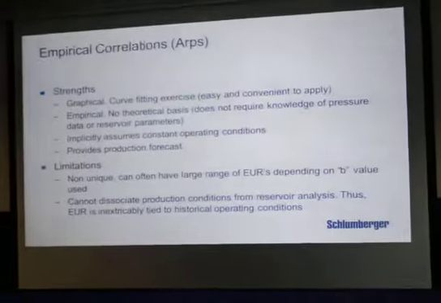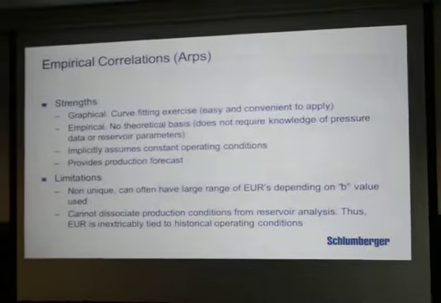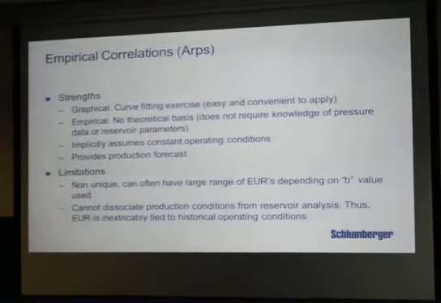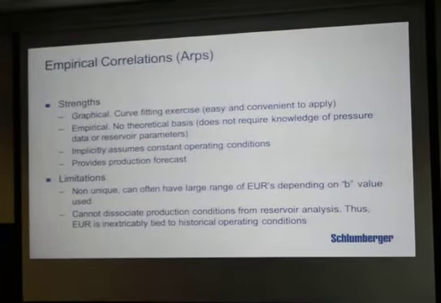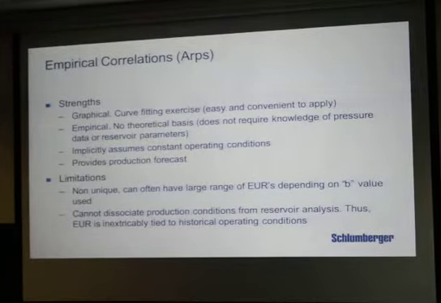So there's no reference to the pressure or the reservoir heterogeneity involved here, right? It assumes constant operating conditions, meaning that whatever was happening in the past will continue to happen in the future as well, right? Obviously, it provides you with a production forecast. So what are the values or the information that we extract from this particular set of decline analysis? I'll discuss that in the coming slides.